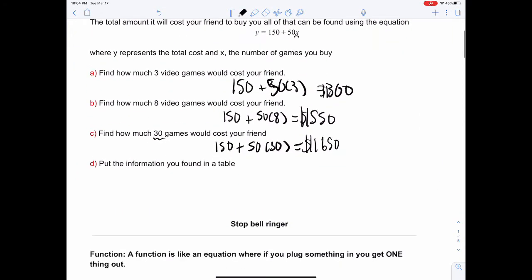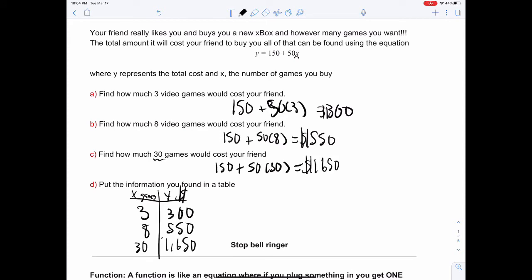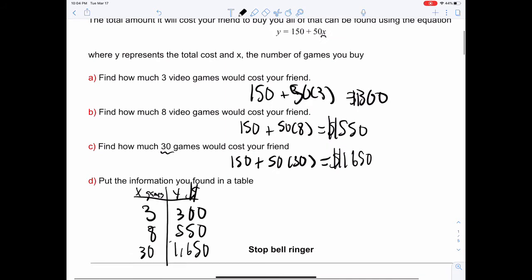Okay. So now we're going to put our information we found in a table. Just kind of like yesterday, we're going to have our x, which is representing games, and y is the dollars. So we know that 3 video games will cost your friend, not me, friend's paying for it, $300. 8 video games would cost $550, and then 30 would cost $1,650. Maybe your friend is Tom Brady. Well, he's rich, he could get you that. Alright, so there's the bell ringer right there.